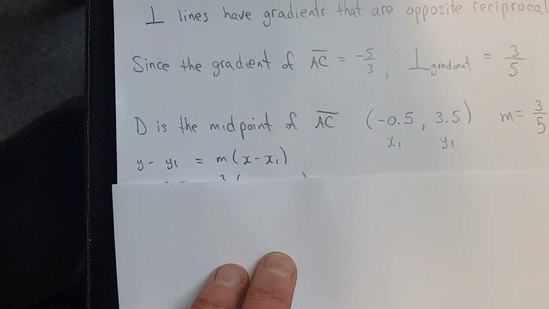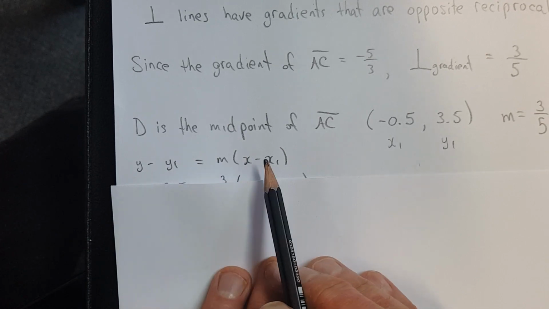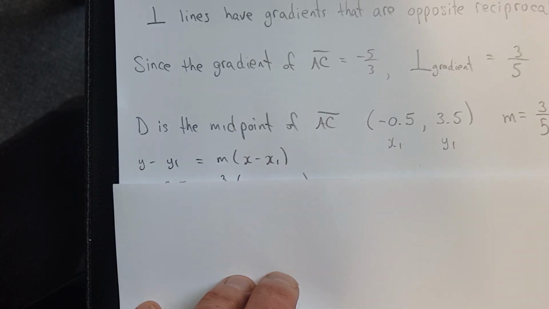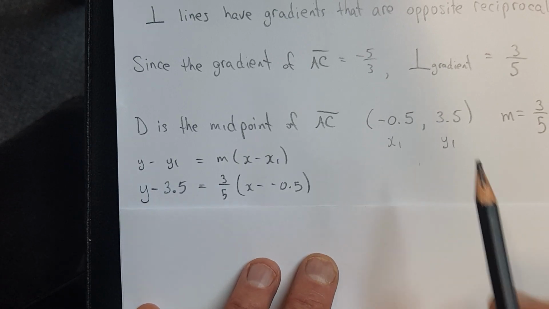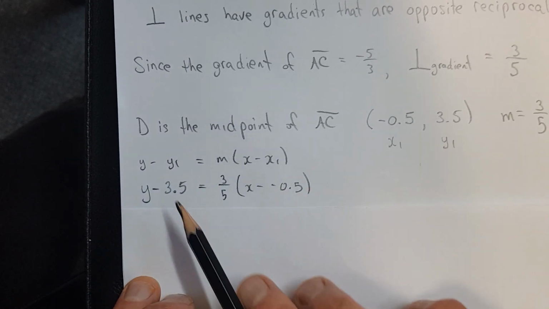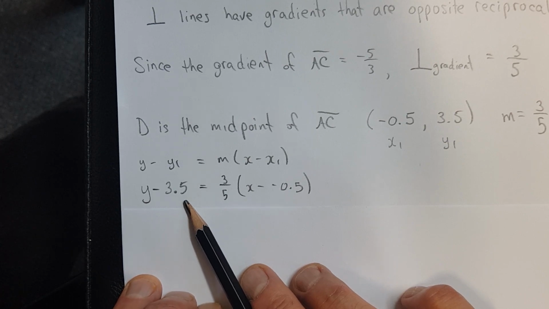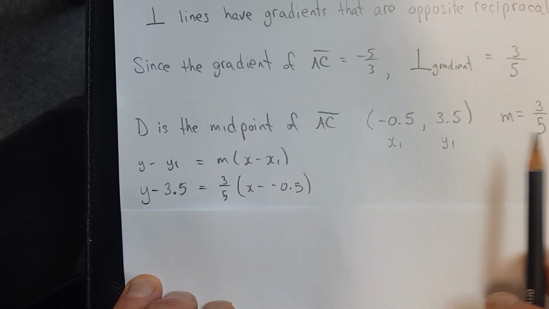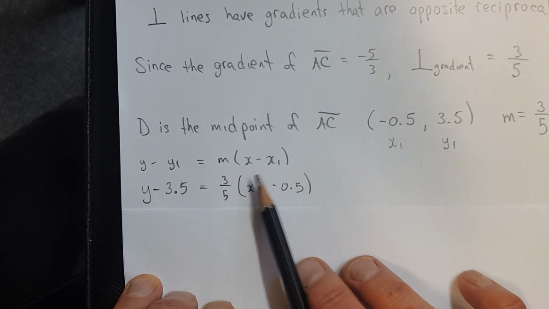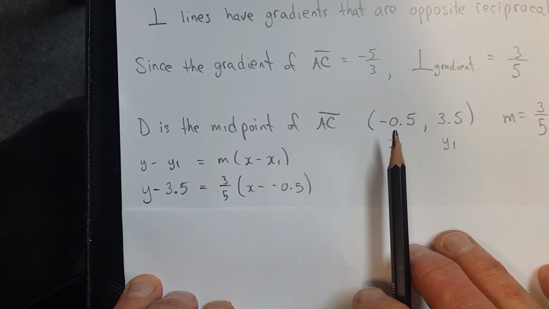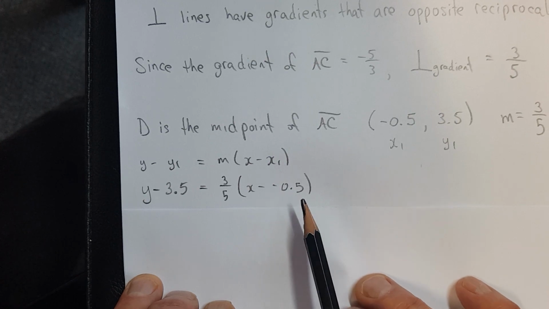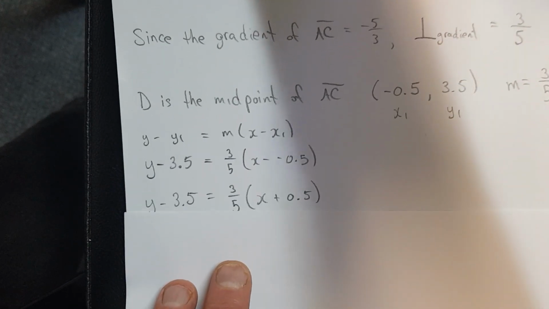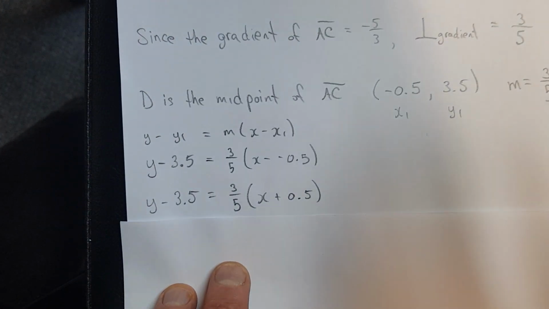You will once again use the point-slope equation. You'll substitute into the equation just like you did before. My y1 is 3.5, so y minus 3.5. My gradient m is 3/5. There's the gradient. Then x minus x sub 1. Now x1 is negative 0.5, so this is x minus negative 0.5. Now we should know that the minus of minus turns into a plus.